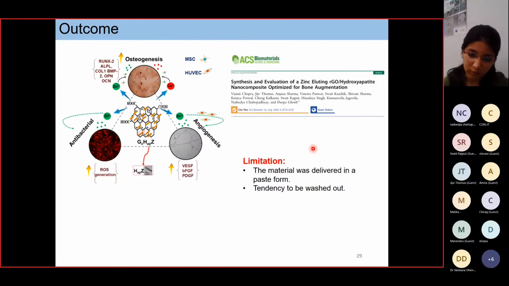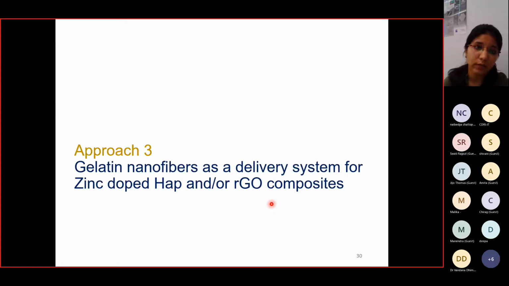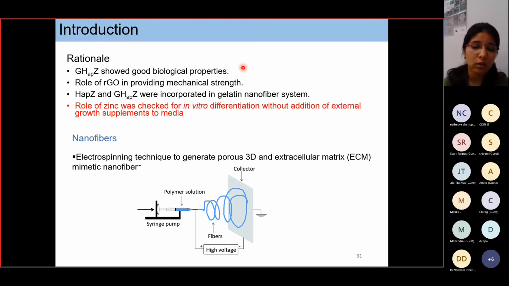So in order to improve our material, we decided to go for a delivery based approach, and we went for gelatin nanofibers to incorporate our zinc doped hydroxyapatite and RGO composites. Our next study was based on the previous study, where we had optimized that zinc hydroxyapatite had good biological activity. So what we wanted to check was, if we incorporate zinc doped hydroxyapatite on the surface of RGO into a gelatin nanofiber system, how it would behave, even in the absence of any external growth factors in the in vitro stimulation system.